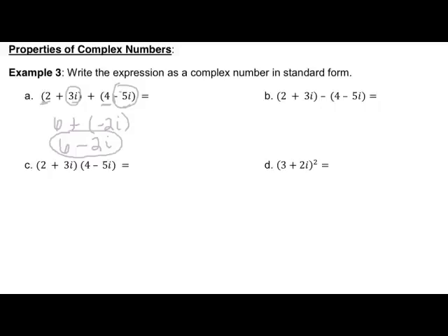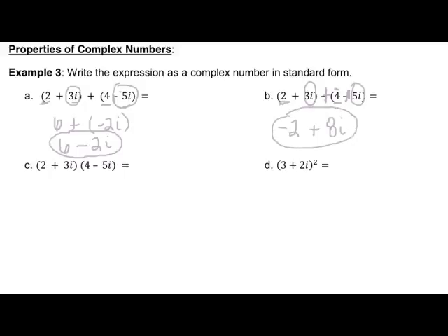Part B is the same, only remember, again, subtraction is the same as adding the opposite. So if there's subtraction between our parentheses, we have to distribute the negative. So we can change our subtraction sign to addition. The 4 becomes negative, and the subtraction inside the parentheses becomes addition. And again, we just combine like terms. So we have a 2 and a negative 4 as our constants, so that would be negative 2. We have 3i and a positive 5i, which gives us 8i. So again, the real part or the constant comes first, the imaginary part comes second.